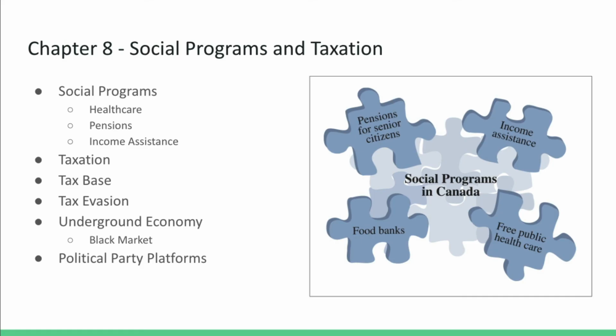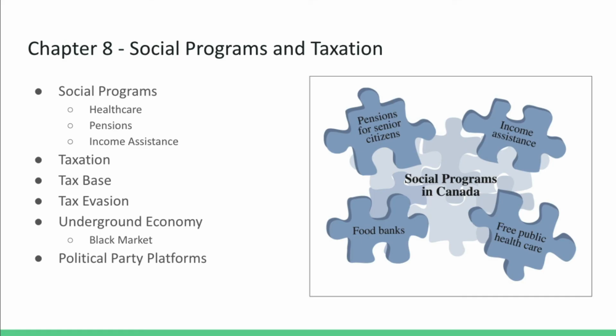We spent time taking a look at the federal government tax brackets as well as the provincial government tax brackets. What happens if you don't pay your taxes? That's tax evasion. And then also how that contributes to the underground economy, the black market, the hidden economy, whatever word you want to use there. Know about that. And then political party platforms. A lot of the political party platform stuff, that is from chapter 1.